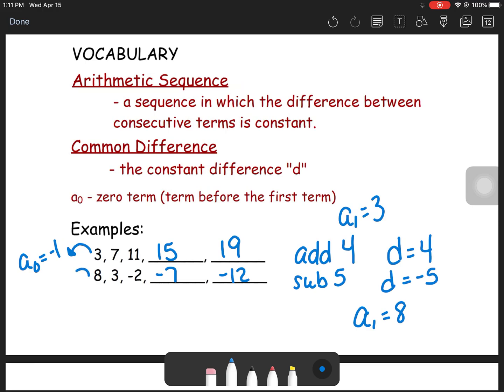And if I want to go to the term before, which we call our 0 term, instead of subtracting 5, I'm going to add 5 when I go backwards. So my 0 term would be 13.